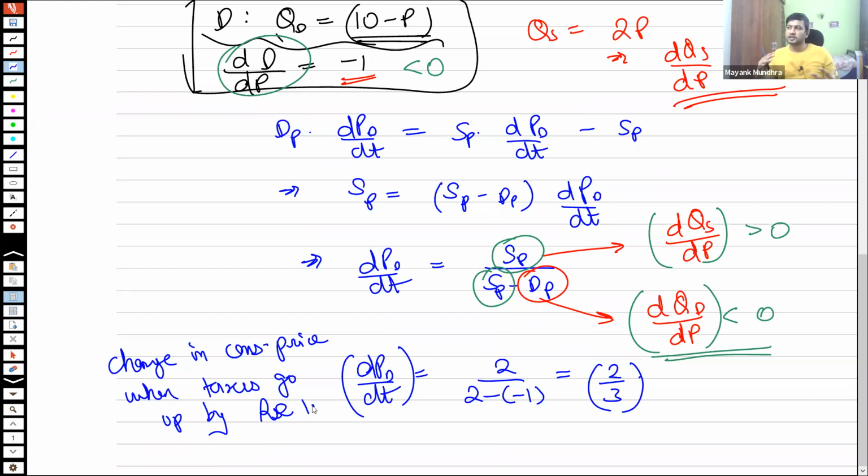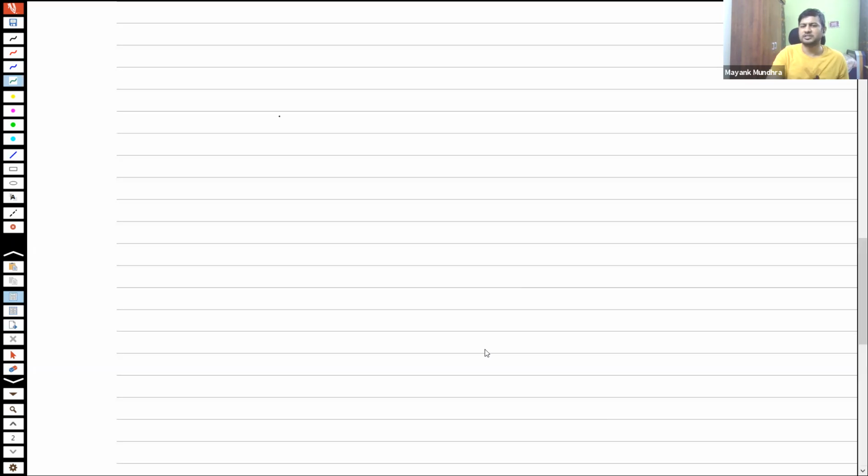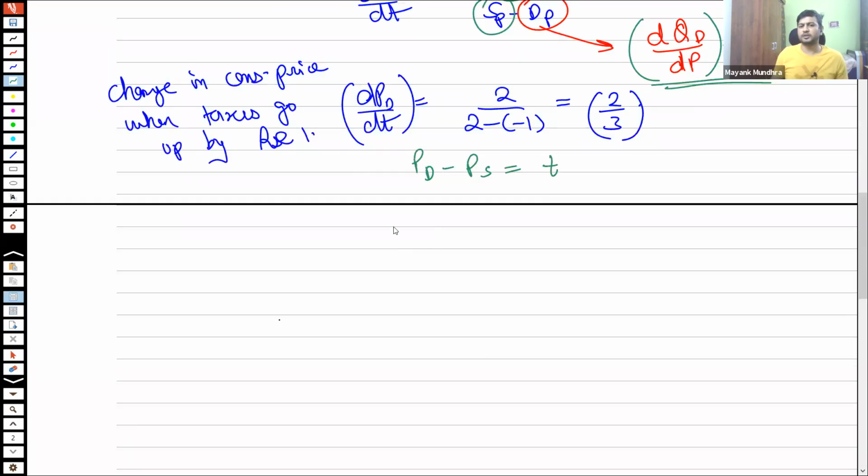But then the question is, the government takes 1 rupee. The consumers are only giving 2/3. So who's giving the remaining 1/3 rupees? That comes from the suppliers. For that, you can just use the equation that PD minus PS must be equal to T. And then I totally differentiate this equation with respect to T.